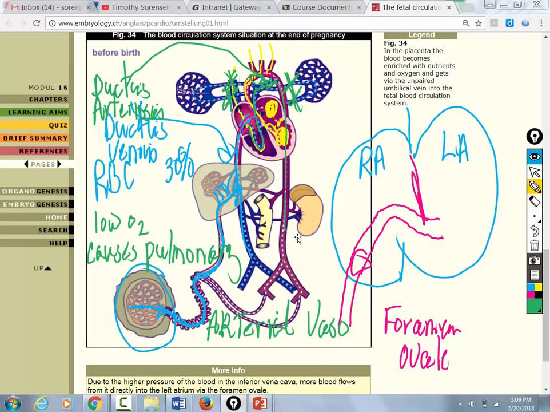Then you have the two internal iliac arteries, and they will connect the two umbilical arteries. And that will remove the metabolic waste from the baby. It will go back towards the placenta. Nutrients and gases are exchanged, and the circulation continues. Tell me yes. Okay, here we go. Watch.